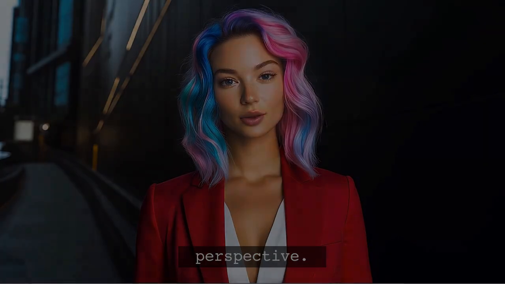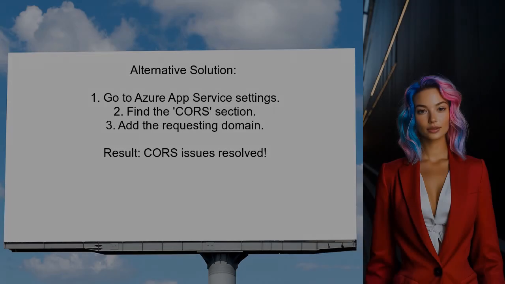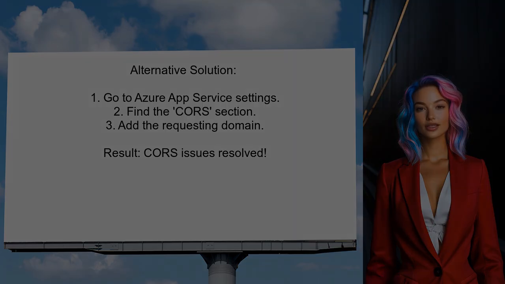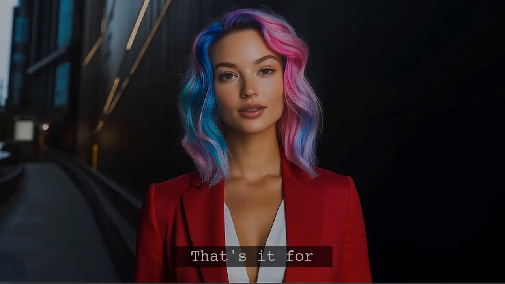Let's see another perspective. An alternative solution shared by another user involves configuring CORS directly in the Azure App Service settings. They found that by adding the domain from which they were making requests in the CORS settings, everything started working smoothly. That's it for that response.